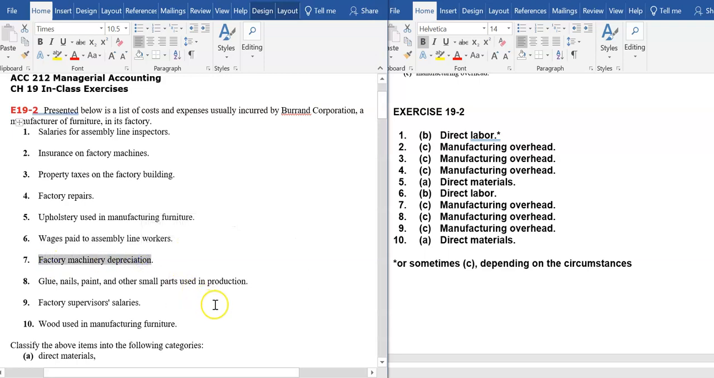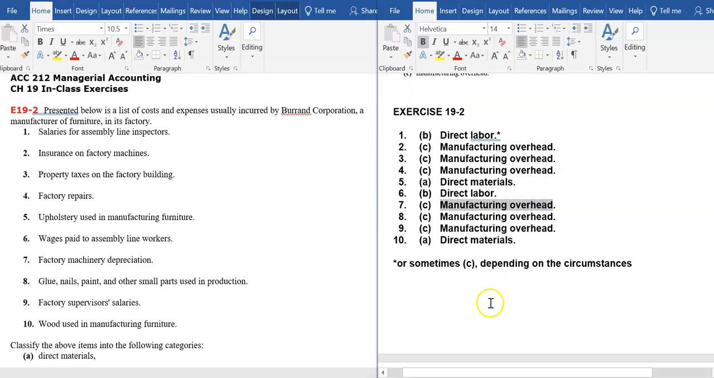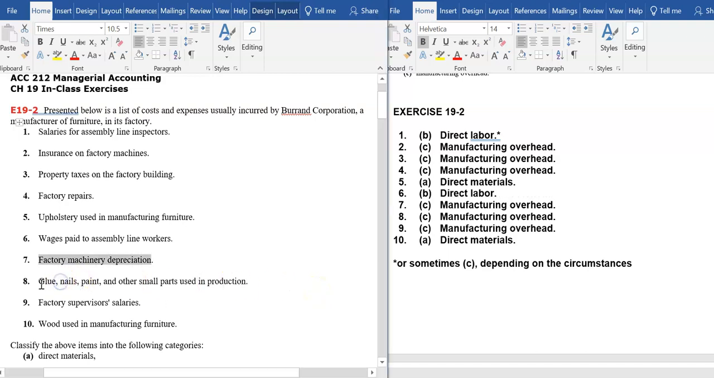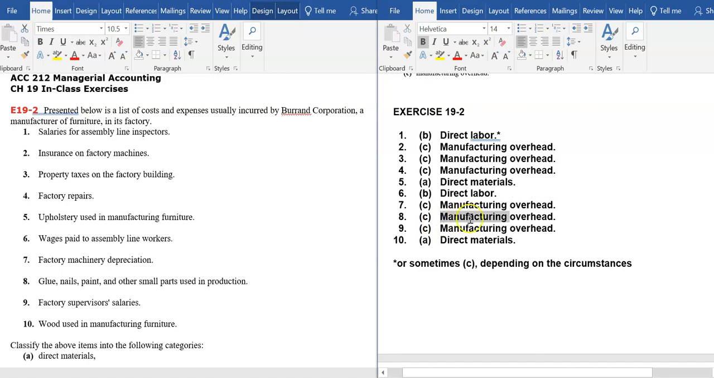Factory machinery depreciation. Again, this is a product cost. However, it is not a direct material. It is not a direct labor. It will be classified as a manufacturing overhead or an indirect cost of producing the product. Glue, nails, paint, and other small parts used in production. These are materials that are needed to make the inventory. However, they are not a direct cost of making the inventory. They are an indirect cost because these are not going directly into the inventory items. They are used in the overall production process. Thus, they are classified as an indirect cost or a manufacturing overhead.